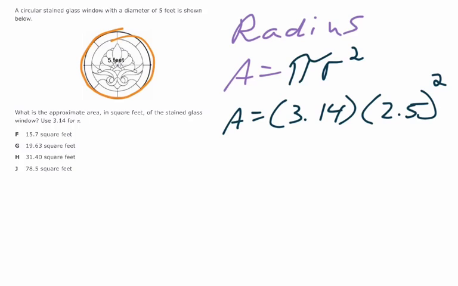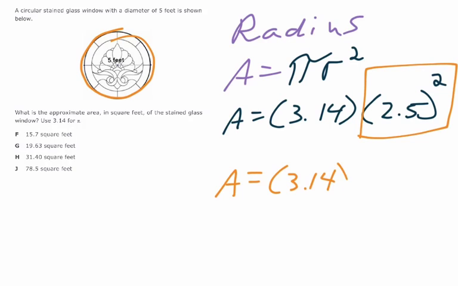Multiple choice, which was helpful here too. So you could have used some of your test-taking strategies to knock this one out, and I'll talk about that in a second. When you first do this part right here, which is square 2.5, so that's 2.5 times 2.5 here, not times 2, you should get 6 1/4, or 6.25. So area now equals 3.14 times 6.25.